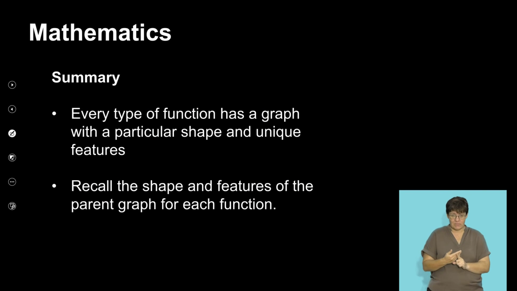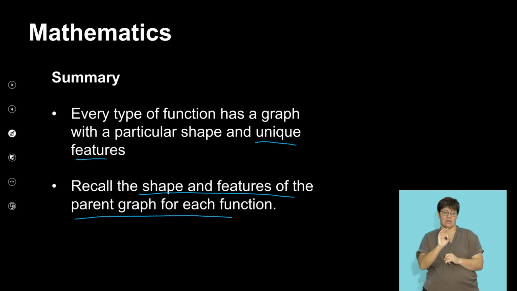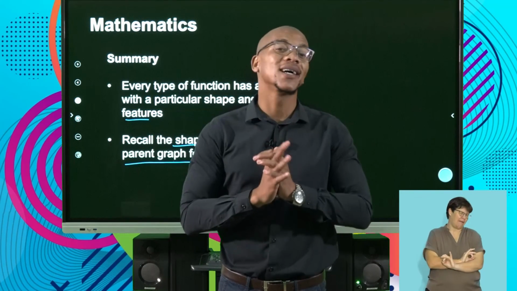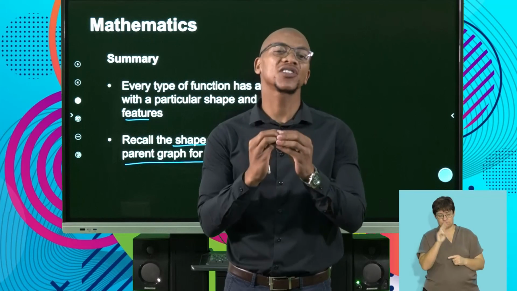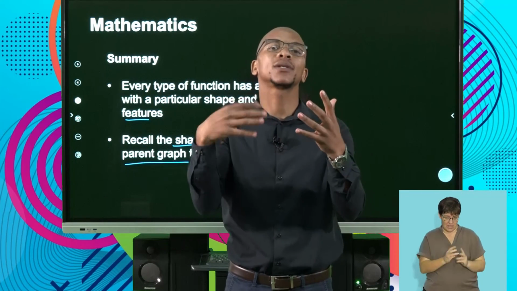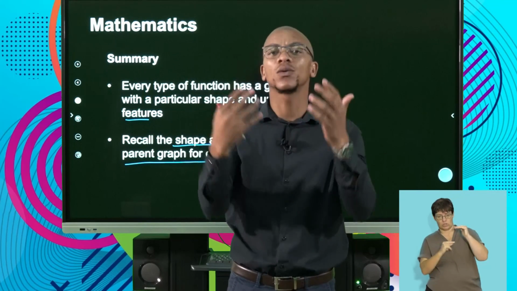Now, just to summarize what we've looked at, remember every type of function has its own graph with a particular shape and unique features. Some have 2 asymptotes, some have 1, some have a turning point, some do not have a turning point. You need to look at the shape and the features of the parent graph and see how it moves and becomes the other functions. Guys, I hope this has clarified a few things about functions and how to look at them. Please remember, if you don't understand something, try to write it in simple terms, in simple English, like f greater than g means f is above g, and then you will understand it.